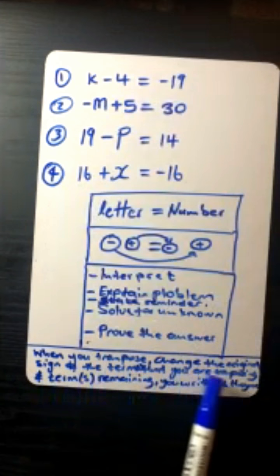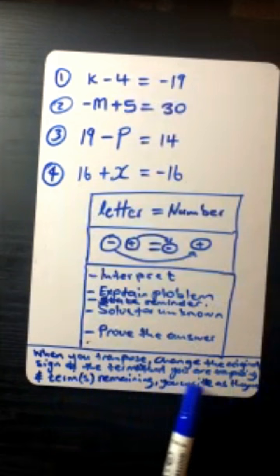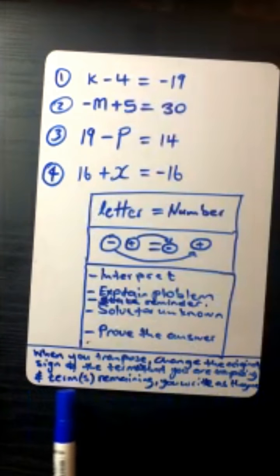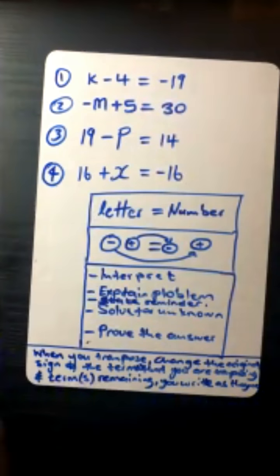transpose, change the original sign of the term or terms that you are transposing, and the term or terms remaining you write as they are. Shreyas, if we have to take 10 years for you to master this, we are going to take 10 years. Because one thing for sure, if you can master just this thing, and I know you also know very well that it's not that complicated. You just need to do more practice, isn't it?